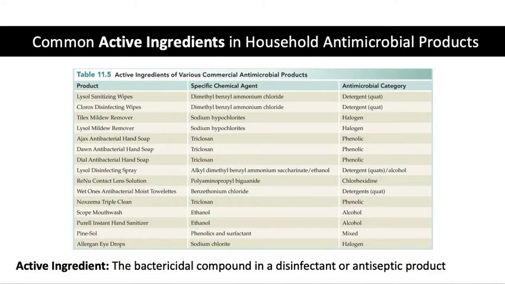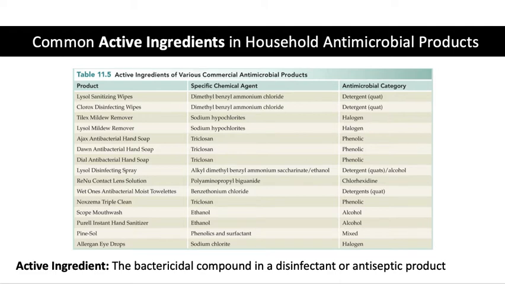All right, that concludes all of the physical, mechanical, and chemical methods of antimicrobial control. This table right here just shows you some common products, what they have in them, and then what type of category we would call it. So for example, dimethyl ammonium chloride is one of those quaternary ammonium compounds. If something has sodium hypochlorite in it, that's bleach, and that would be considered a halogen.